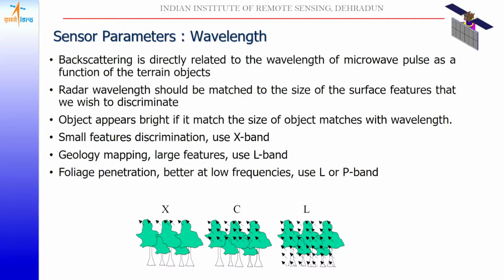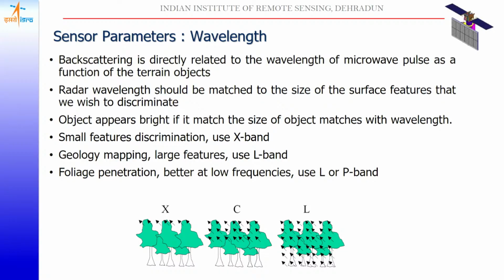Now what is the effect of the wavelength? The backscattering is directly related to the wavelength of the microwave pulse as a function of the terrain object. Radar wavelength should be matched to the size of the surface feature that we wish to discriminate. An object appears bright if its size matches the wavelength. If the wavelength is low, then we can detect a small target. So to detect small targets we have to choose a lower wavelength, which means the X band. X band has the lower wavelength.